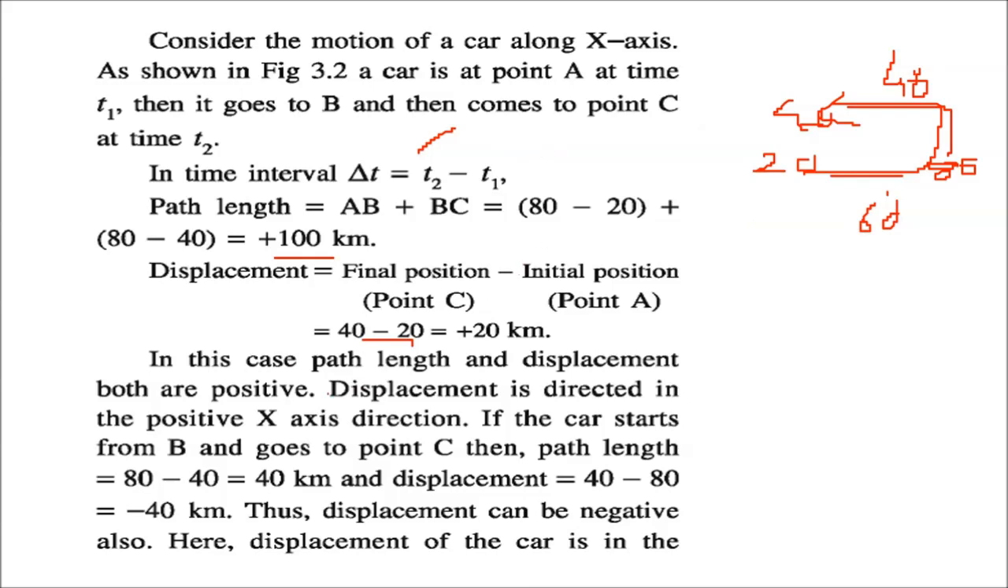So path length and displacement in this case are both positive. Displacement is directed in the positive direction if the car starts from B to C, as you saw in the figure. So the path length was 80 minus 40 and displacement was 40 minus 80. In this case the displacement was 40 minus 80, so it is minus 40 kilometer. The displacement can be negative. Distance will not be negative, but displacement can be negative.